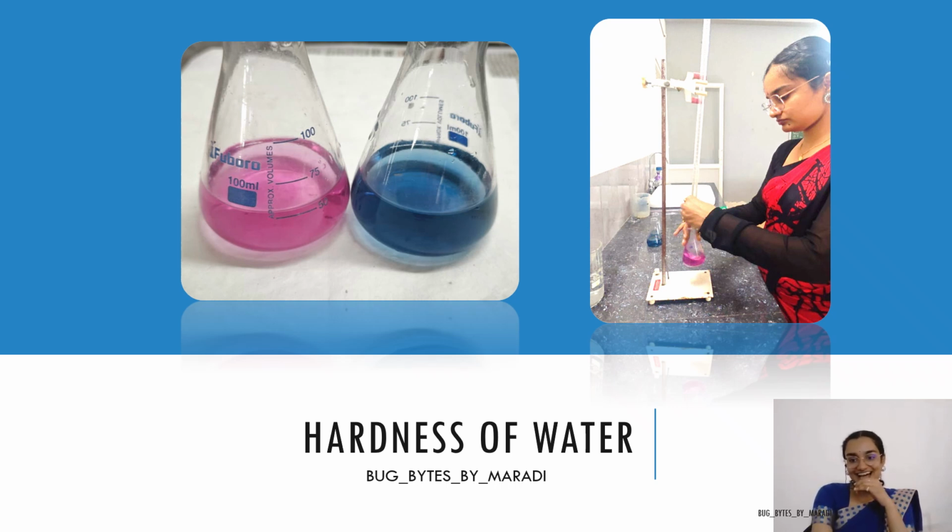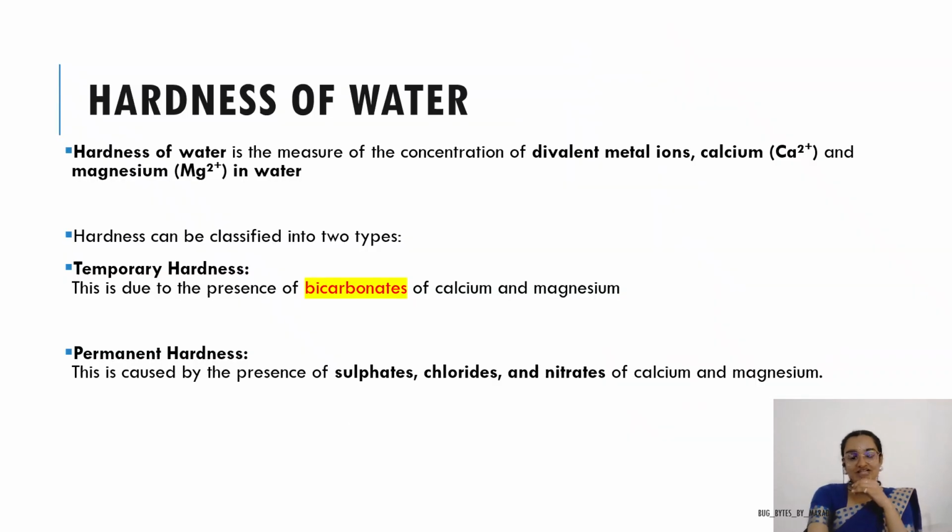So, today let us understand hardness of water by doing the experiment. When we speak about hardness of water, it is the measure of the concentration of the metal ions, primarily calcium along with magnesium, which are present in the water. Hardness is the property of the water which prevents the formation of lather with soap, and that is majorly due to the dissolved calcium and magnesium ions.